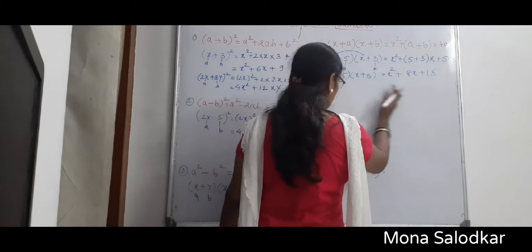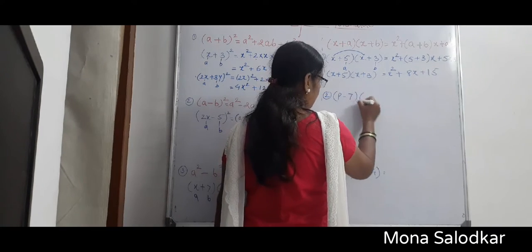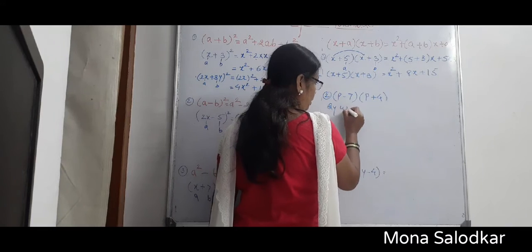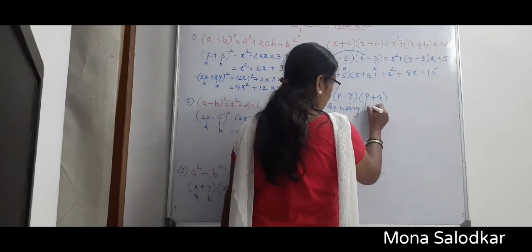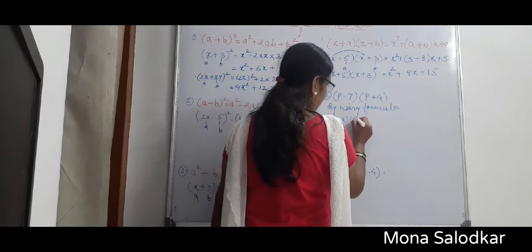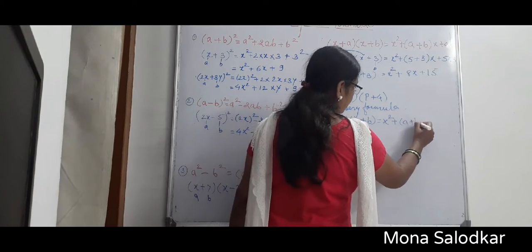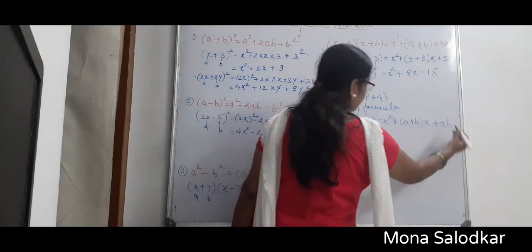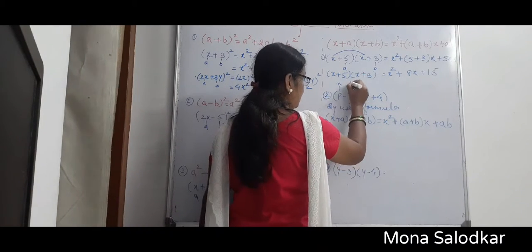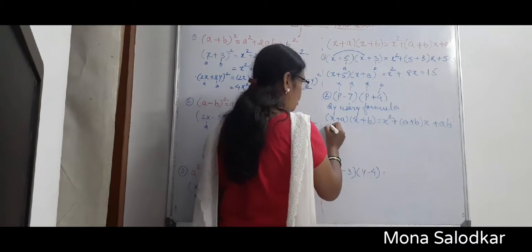Now let's see the second problem: (p − 7)(p + 4). Here first you always have to write down the formula. Which formula do we use? (x + a)(x + b) is equal to what? x² + (a + b)x + ab. Now see here, what is x here? p. What is a? −7. x is p. What is b? 4. Now put the values.